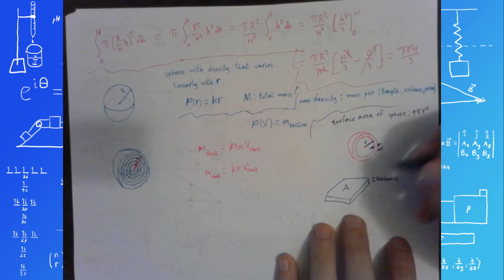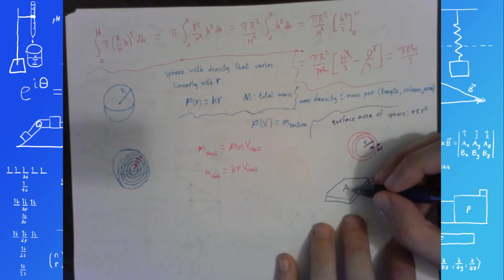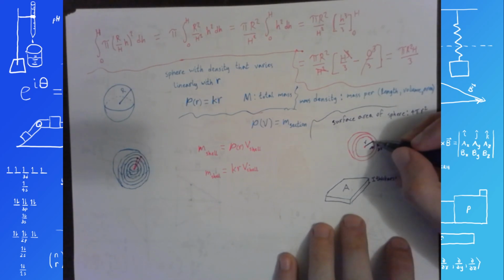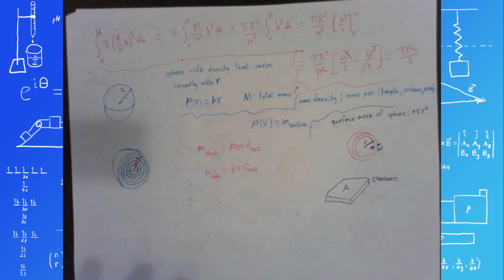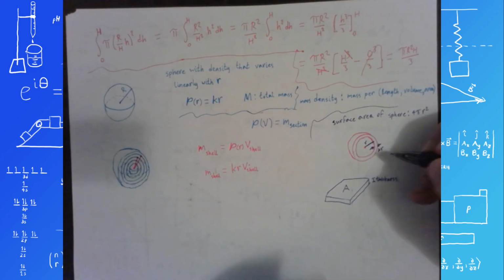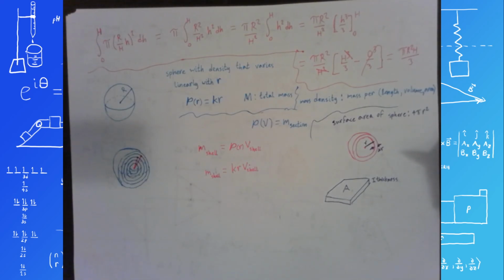Okay. Anyway, thickness multiplied by surface area equals volume for a thin spherical shell. Yes, the curvature kind of adds a twist to it, but remember, we're making these things so thin, we're making this delta r so small that that's not really going to matter.